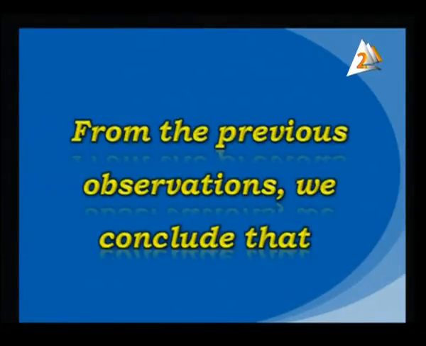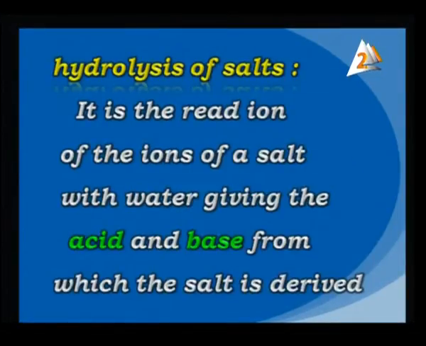Also, from this previous observation, we conclude that hydrolysis of salt is the reaction of the ions of the salt with water, giving the acid and base from which the salt is derived. Why? Because the salt is formed of a radical of an acid and another radical of a base. So the ionization of any salt solution in water is based on the ionization of these ions of the acid and base from which the salt is derived.